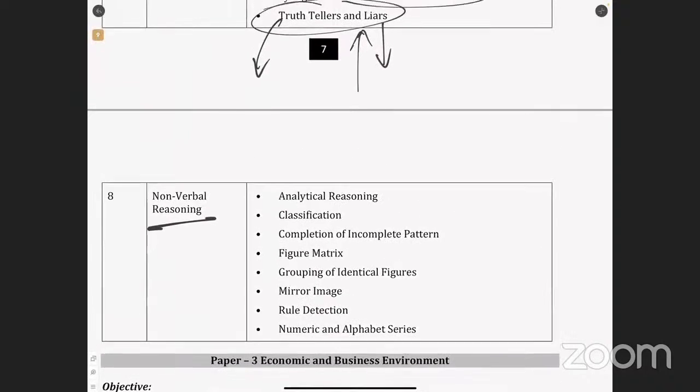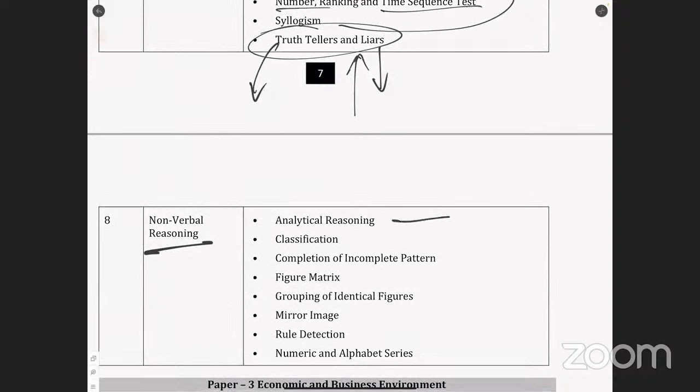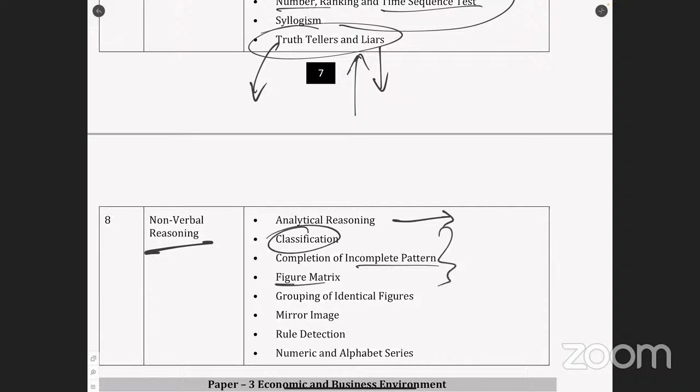For example, we have analytical reasoning, wherein there will be various figures. We'll have to identify what is the relationship between those figures. Then classification, completion of incomplete pattern, figure matrix, all these of the same family. Grouping of identical figures, wherein figures of the same family will be there and there will be one missing figure. You'll have to just complete that or group them.